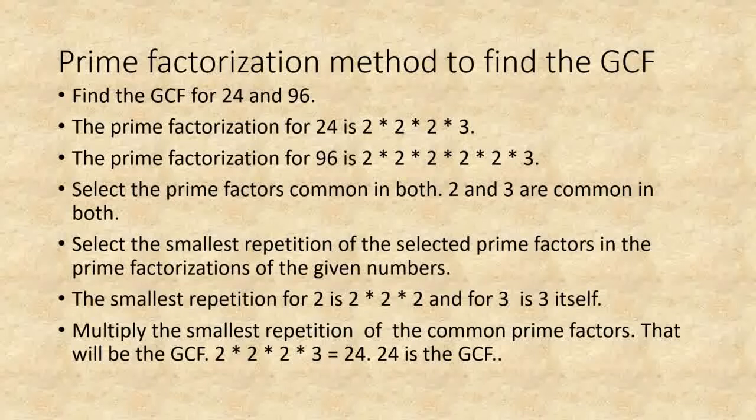Now what about the prime factors for 24? It is 2 cube into 3, that is 2 into 2 into 2 into 3. What about the prime factors for 96? It's 2 power 5 into 3.